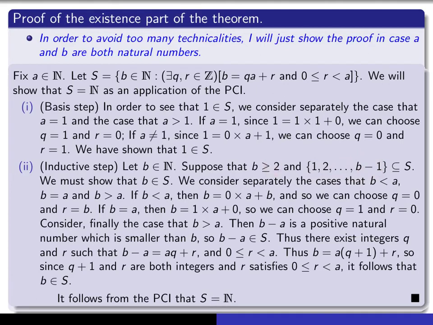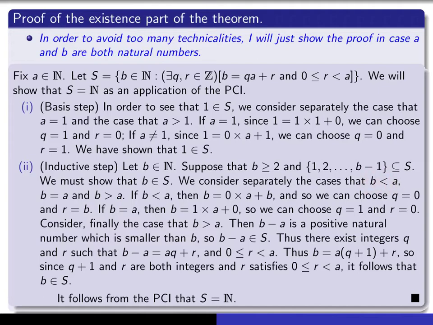We take 2 here because that's the first natural number for which we haven't already established that it's in S. So our task is then to show that we can deduce B as an element of S. We're going to consider 3 cases: the case where B is smaller than A, equal to A, and bigger than A. The cases where B is smaller than A and equal to A are sort of the trivial cases. The hard case is where B is bigger than A. That's the one where we're really going to have to use the inductive hypothesis.